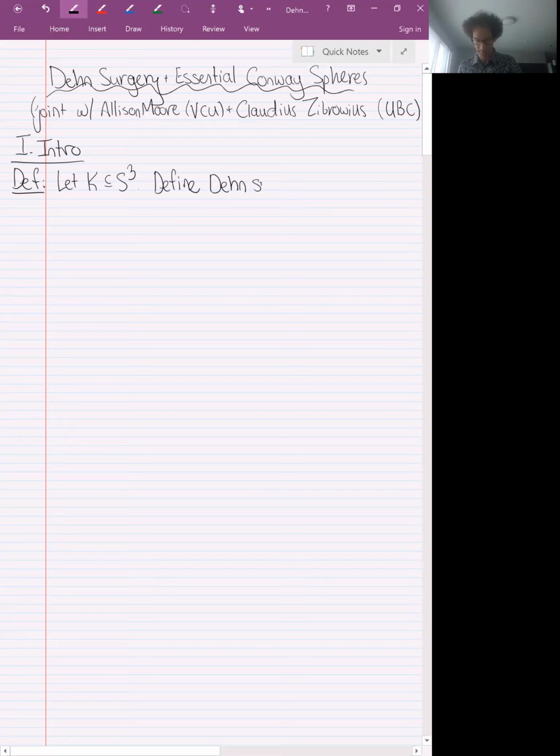So I'm going to give a little bit of basic background to set up the story here. First I'll start with the introduction. I'll start with the definition. Let K be a knot in S^3. Here K will just be some embedded circle. And what I'm going to do is define Dehn surgery on my knot K.